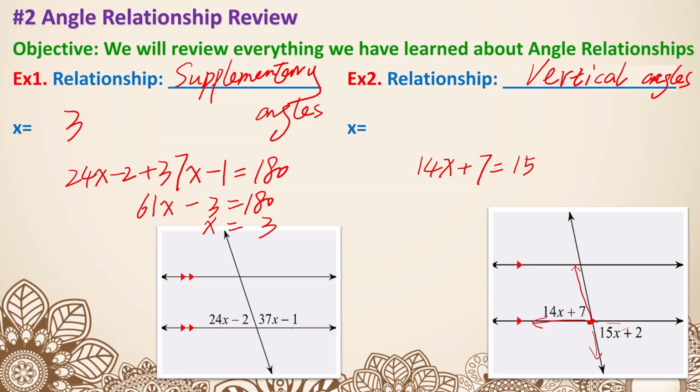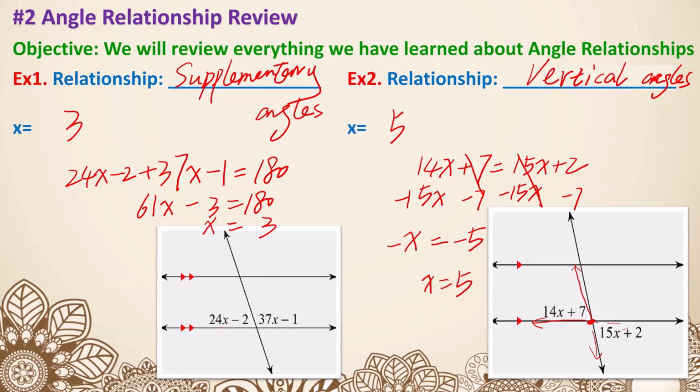14x plus 7 equals 15x plus 2. Let's move things over. Subtract 15x over, and then subtract the 7 to the other side. We've got negative x equals negative 5, so x equals 5. That's example 2.